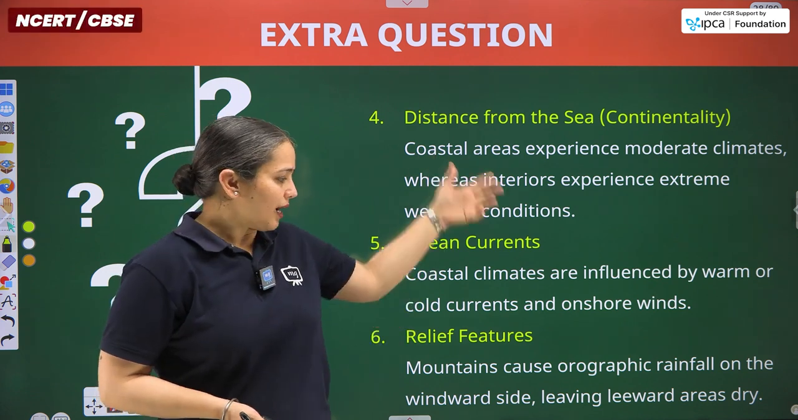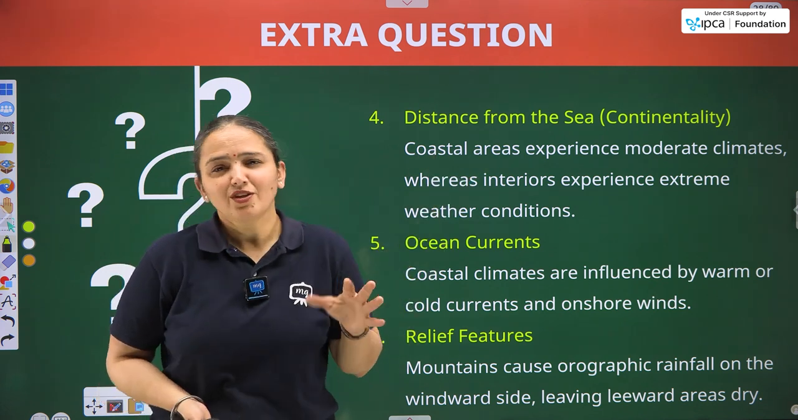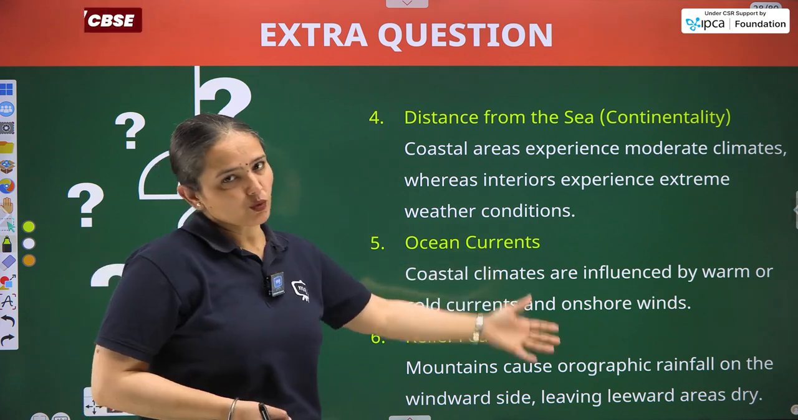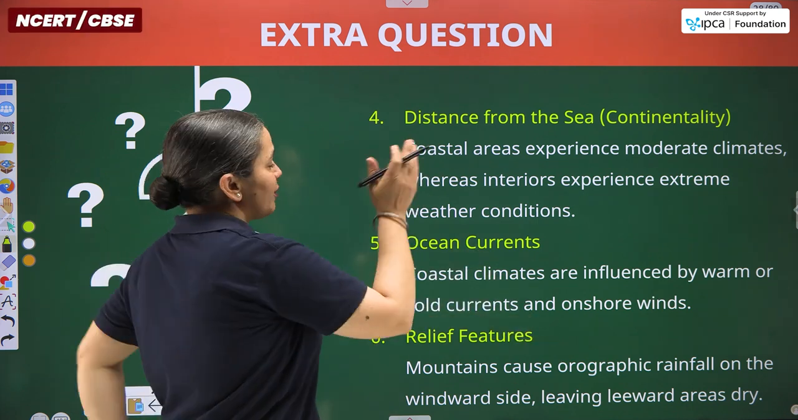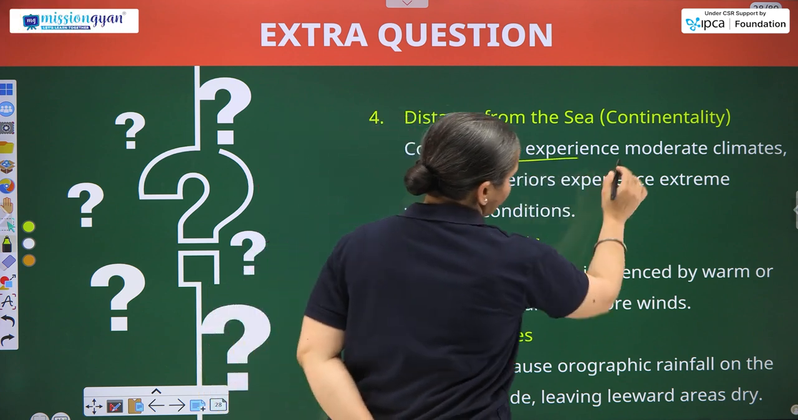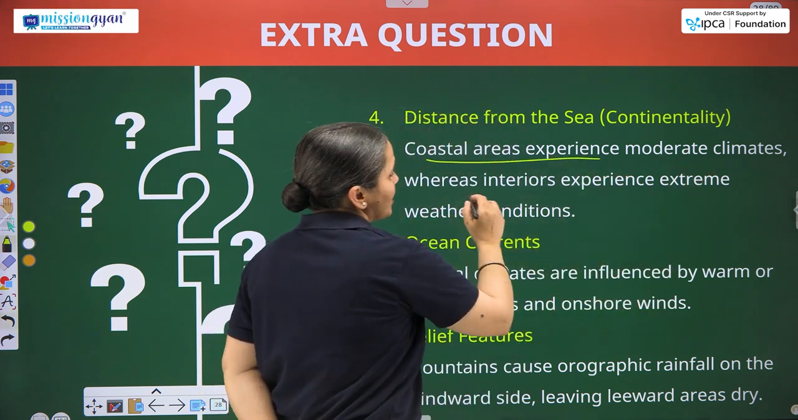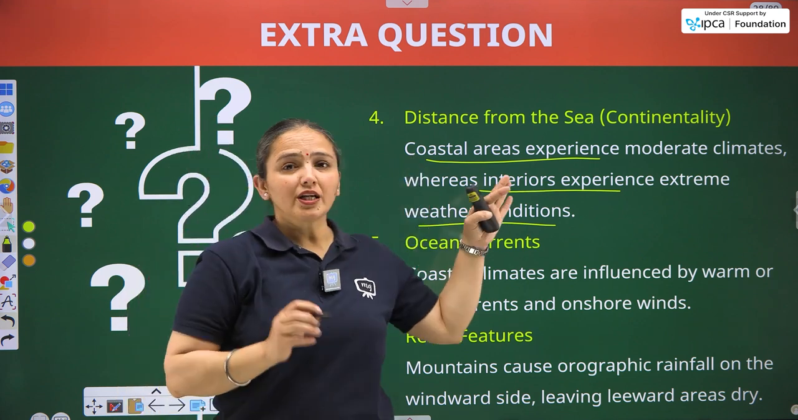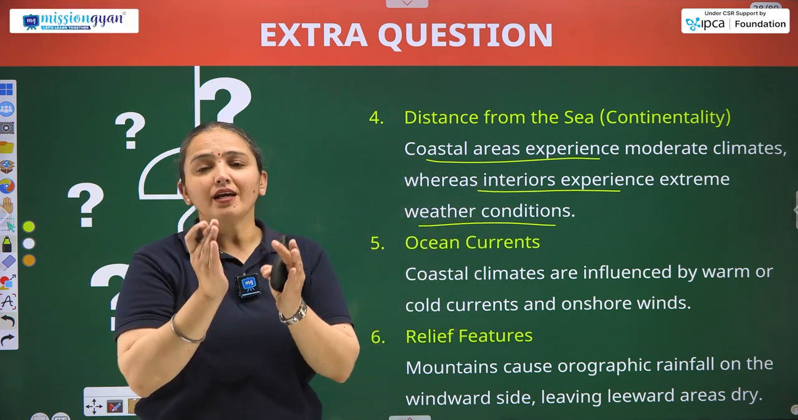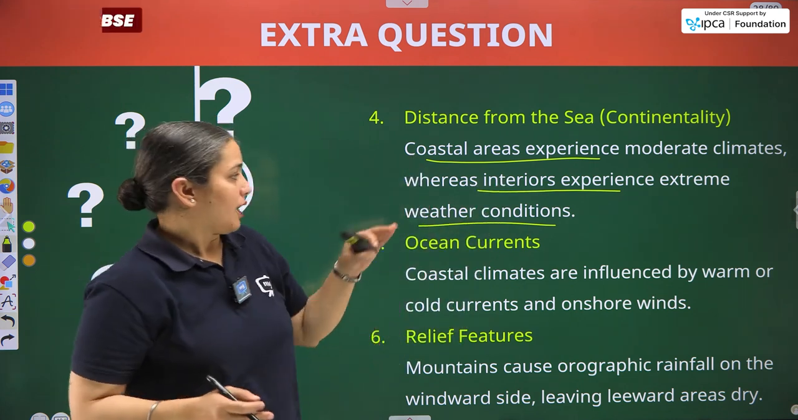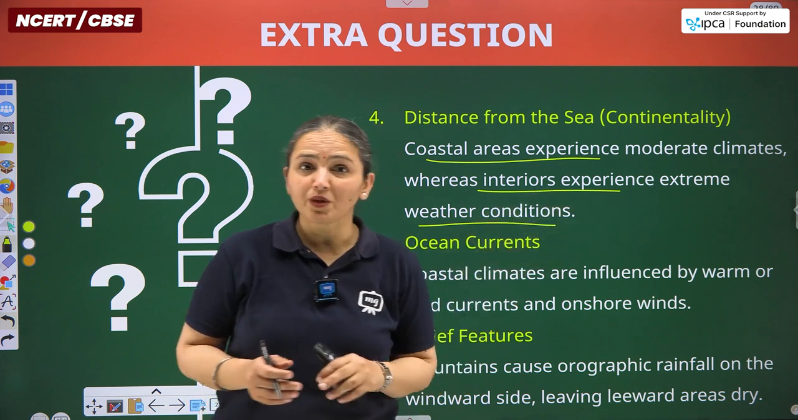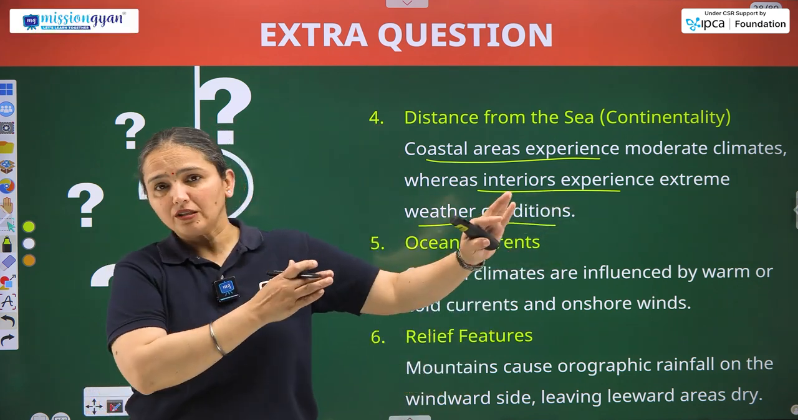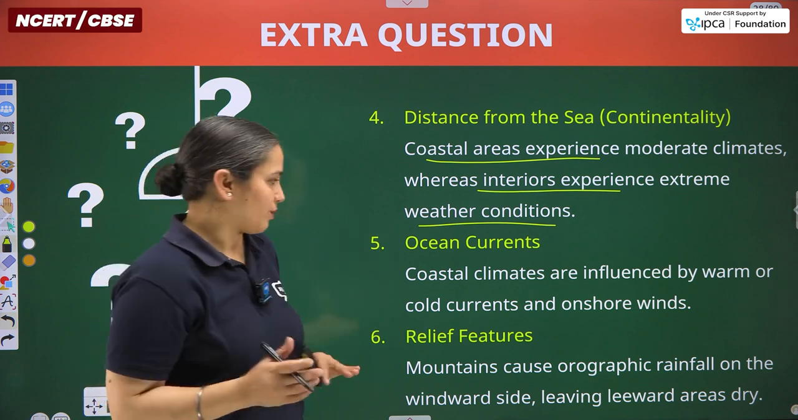So in here we are discussing 6 of them just for the extra question part, because a question can be asked for the controlling part as well. Distance from the sea: coastal areas experience a moderate climate, whereas the interior experiences an extreme climate. We are talking about coastal regions that are closer to the sea, and the interior, the regions far distant from the sea water body.